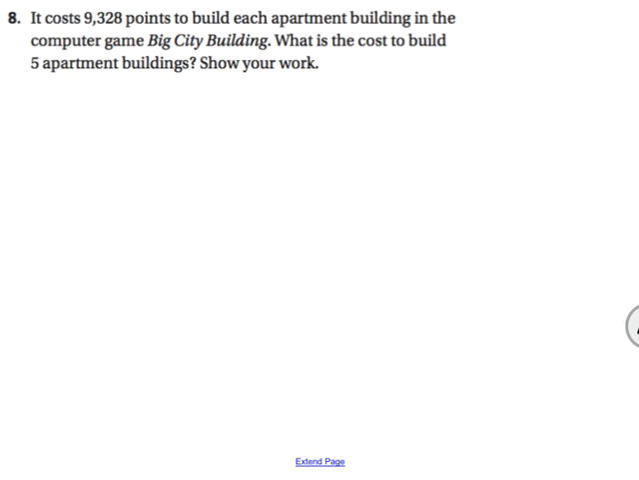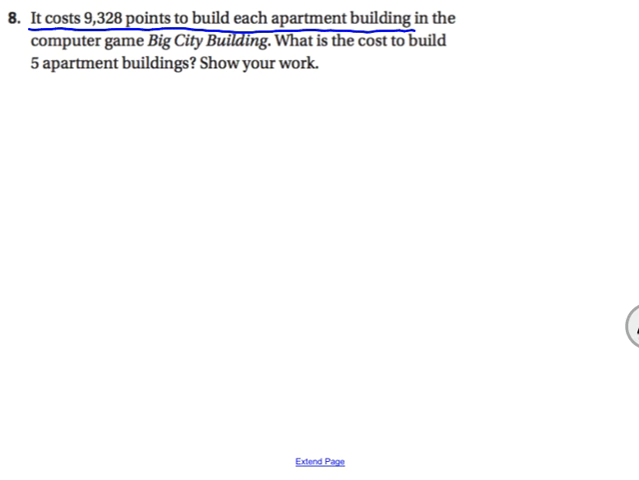Okay, so they would like us to find out how much it will cost for 5 apartment buildings. Well, we need to know how much it costs for 1. And in the question, it says it costs 9,328 points to build each apartment building. Each apartment building means for every single one you build, it's an additional 9,328 points.